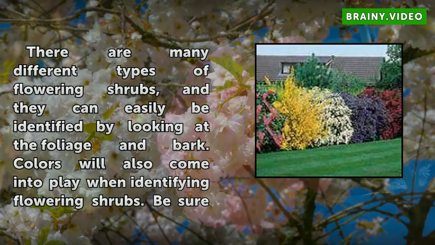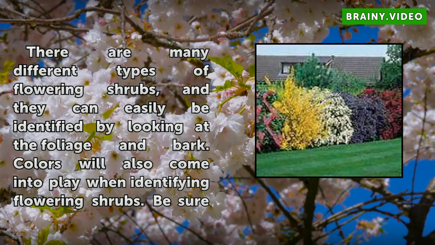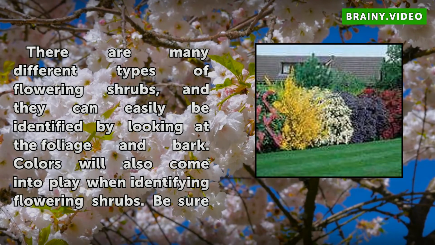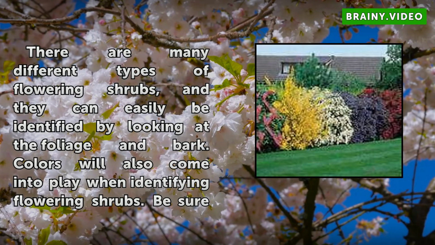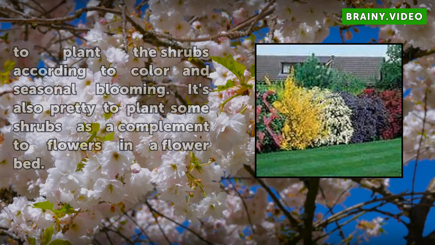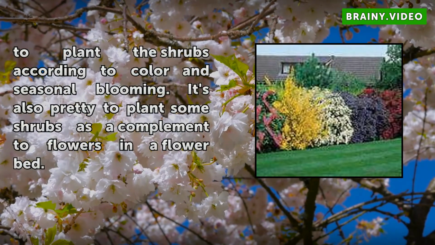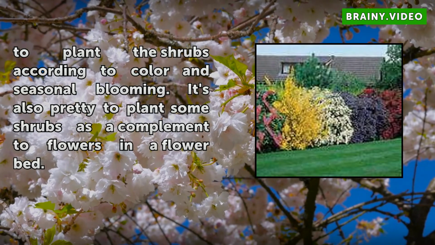There are many different types of flowering shrubs, and they can easily be identified by looking at the foliage and bark. Colors will also come into play when identifying flowering shrubs. Be sure to plant the shrubs according to color and seasonal blooming. It's also pretty to plant some shrubs as a complement to flowers in a flower bed.